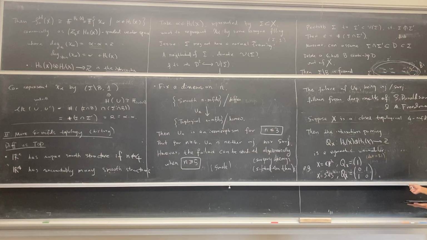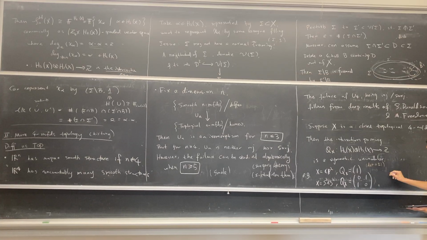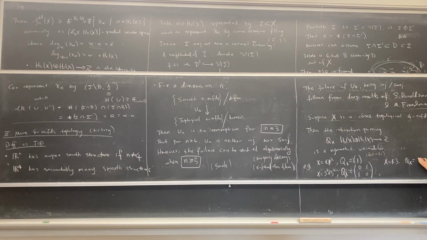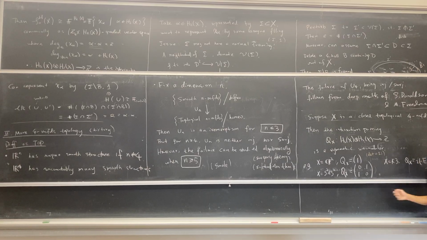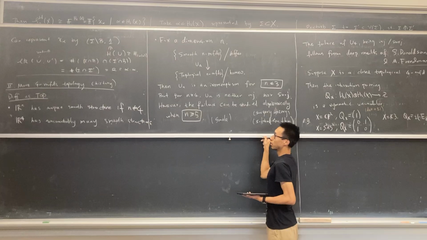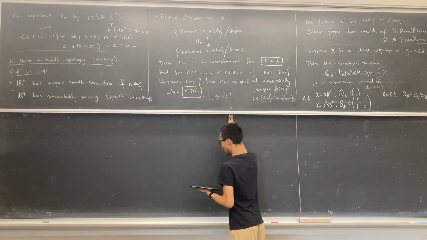Let's see. I think I can give a non-trivial example. If X is the K3 surface, then the intersection form is, I hope I can remember this right, 2 times the E8 matrix plus 3 times this matrix here. Maybe the minus E8 matrix.